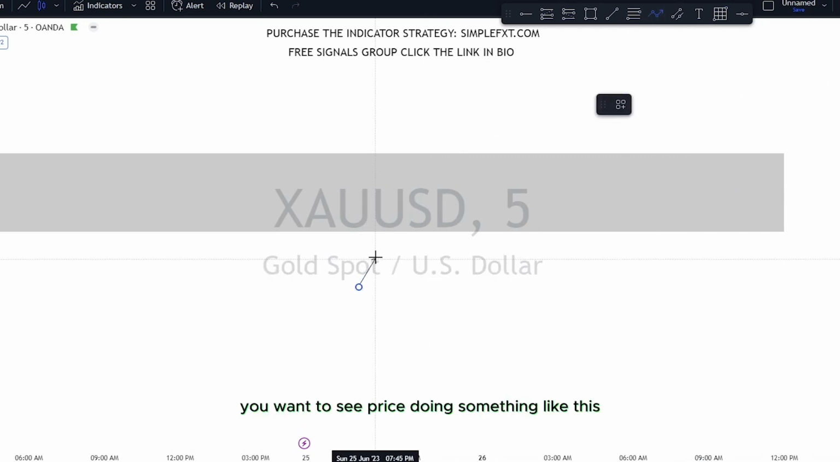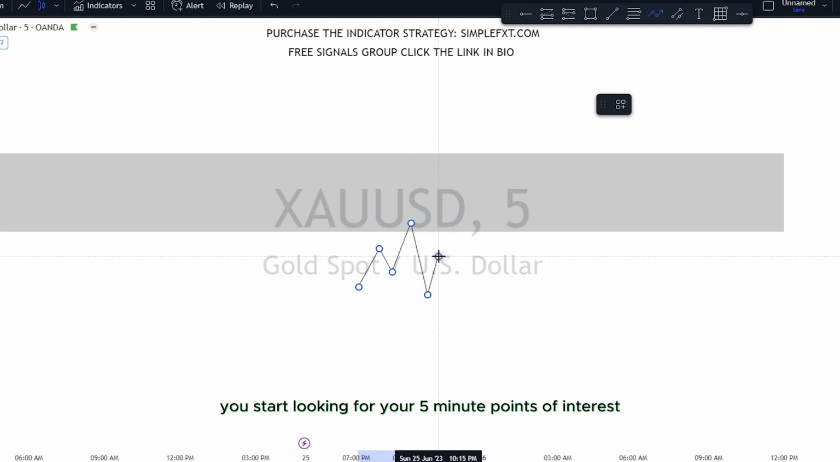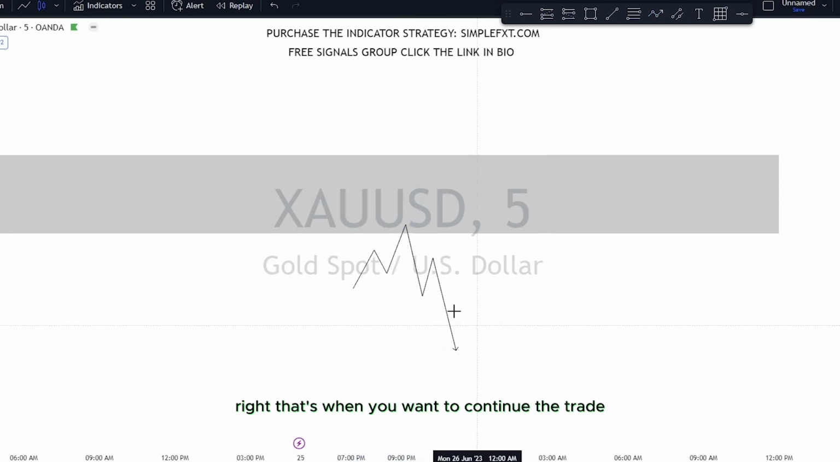So you want to see price doing something like this, breaking structures, going up, giving you those higher highs, higher lows, going right into it. And then this low that broke this previous high, which put in this new high, you want to see this high come back and take out this low right here, this bad boy right here. And that's when you start looking for your 5-minute points of interest. And that's when you want to continue the trade.